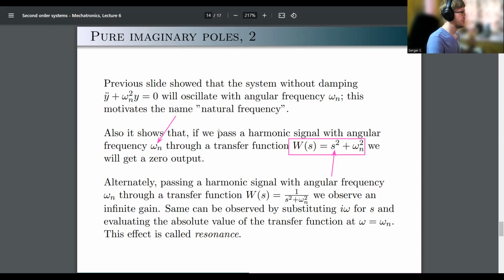So the transfer function will collapse into 0. It means that your transfer function will produce no output. This is the effect of cancellation. So the system itself will cancel this type of signal. Okay. This is interesting, but not very typical in practice.